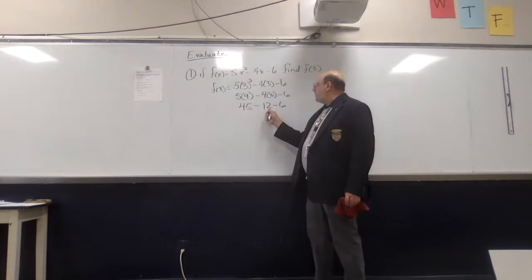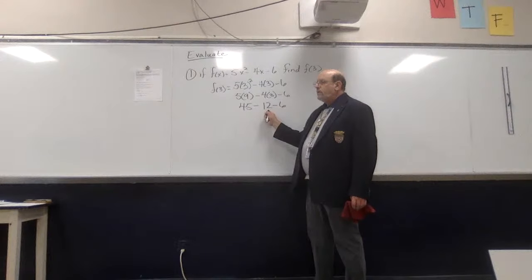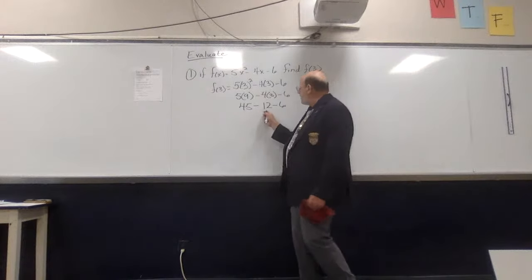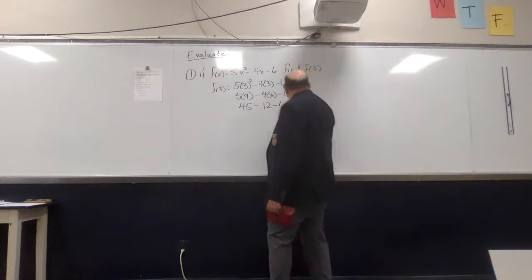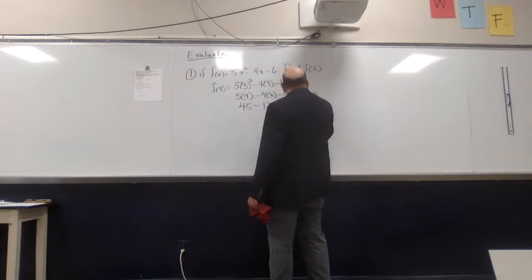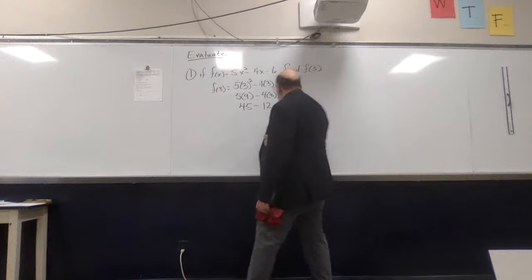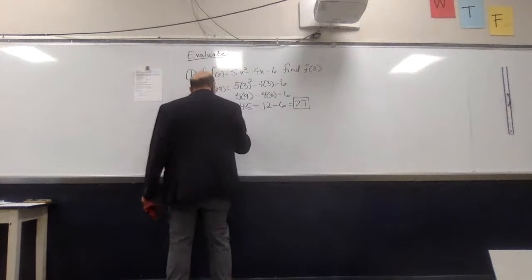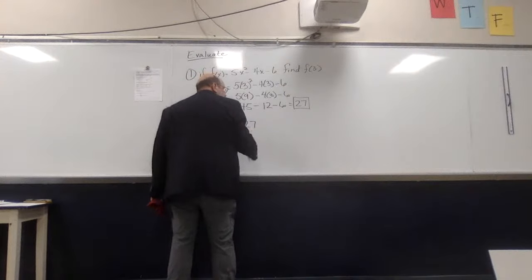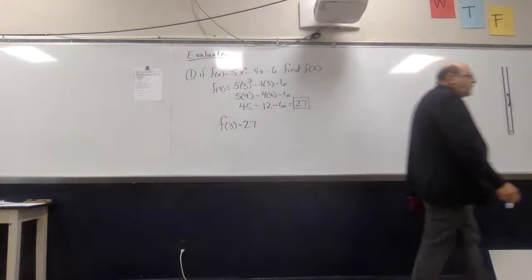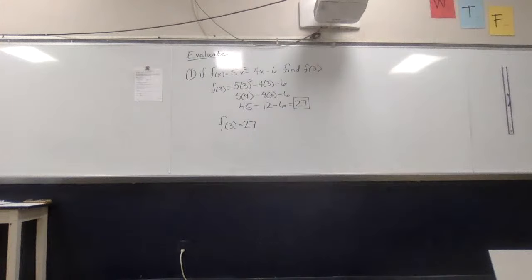-45 minus 12 is what? 32? 33. Awful. 33 minus 6 is 27. So f of 3, just like Yao said, is 27. Good? You with me?